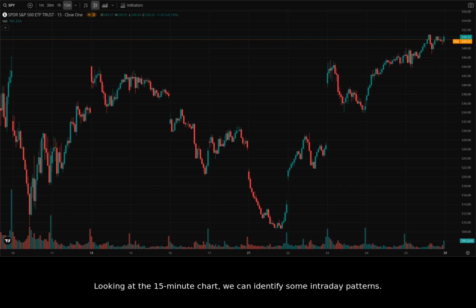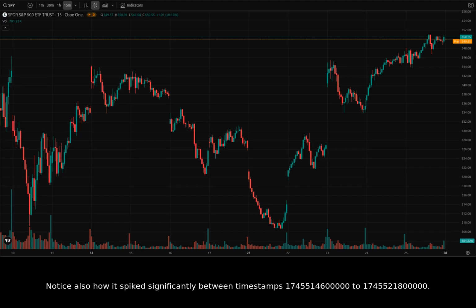Looking at the 15-minute chart, we can identify some intraday patterns. We see smaller consolidation zones and potential breakout points. For example, between timestamp 1745421900000 and 1745423700000, we see prices trending sideways.